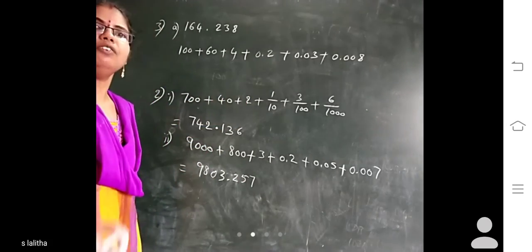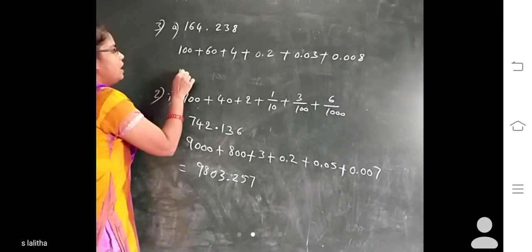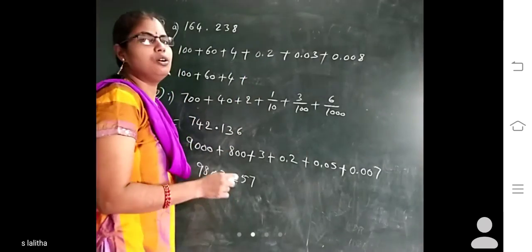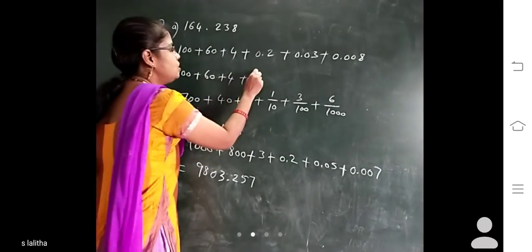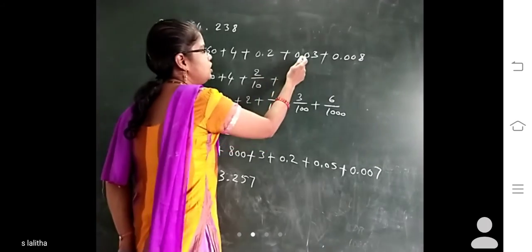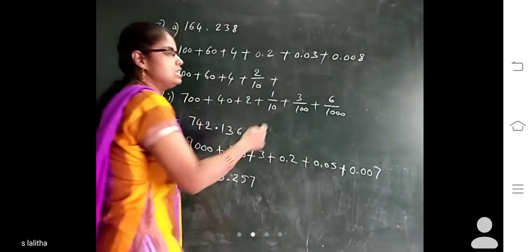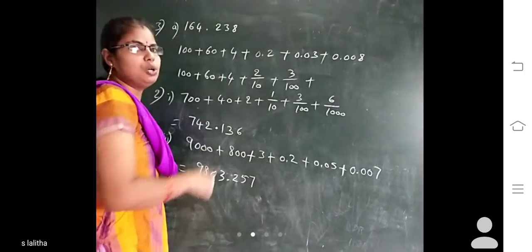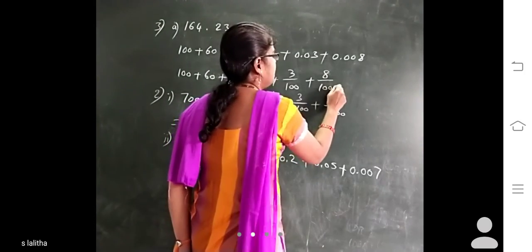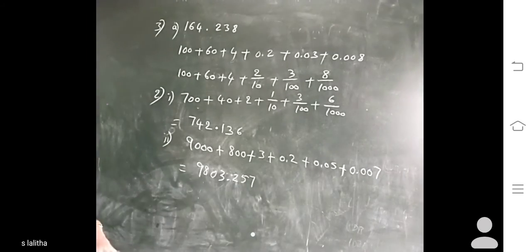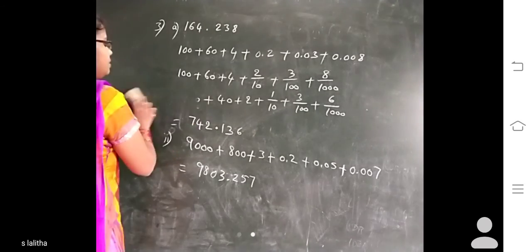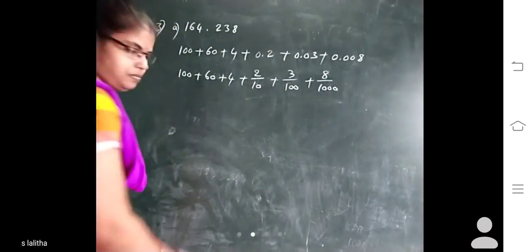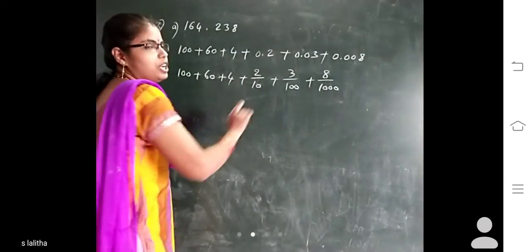Now you have to write in fractional form. How to write fractional form? 100 plus 60 plus 4 plus 0.2. How to write 0.2? 2 is in the 10th place. So 2/10. Next, 0.03. 3 is in the 100th place. So 3/100. 0.008. 8 is in the thousandth place. So 8/1000. Okay, ma'am? Right. This is the decimal form and this is the fractional form.